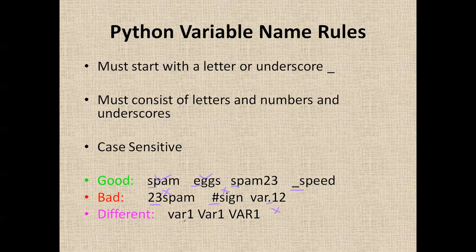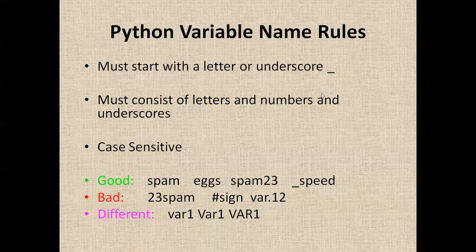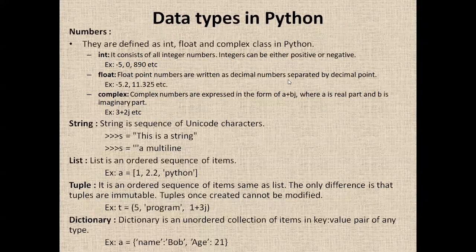And here, if you have written variable with a one, it is one variable. If you have written that v in capital, it is another variable. And if you have written that capital one, it is also a different variable name. As it is case sensitive, all of these three give you three different variables here. Okay, now we'll move to the next topic, which is data types in Python.